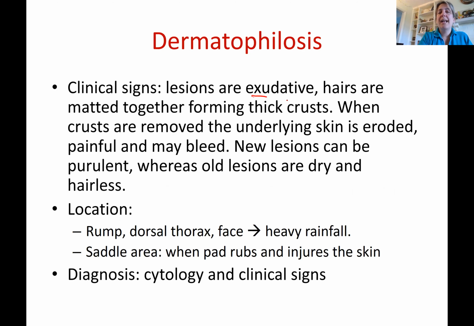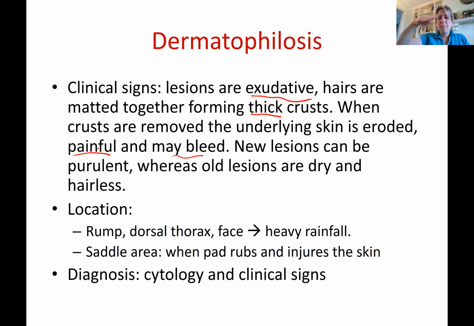These lesions are exudative, meaning they release a little bit of pus. The hairs are matted together and they're going to form thick crusts. When these crusts are removed, the underlying skin is going to be eroded, it's going to be red, and it hurts the horses. It can even bleed, it's going to be painful, it's purulent and just nasty. Okay, so generally, rain rot is going to be on the croup of the horse, on the back of the horse.